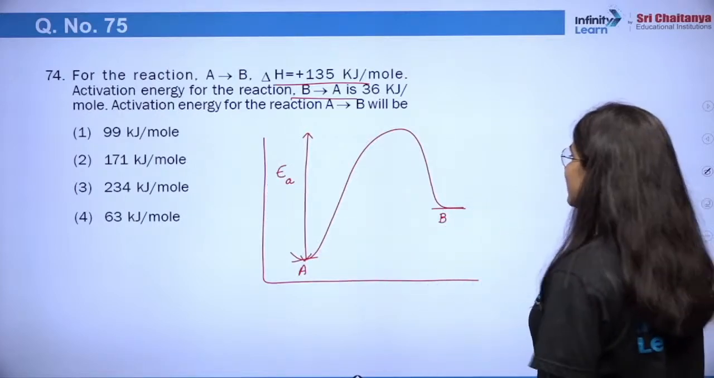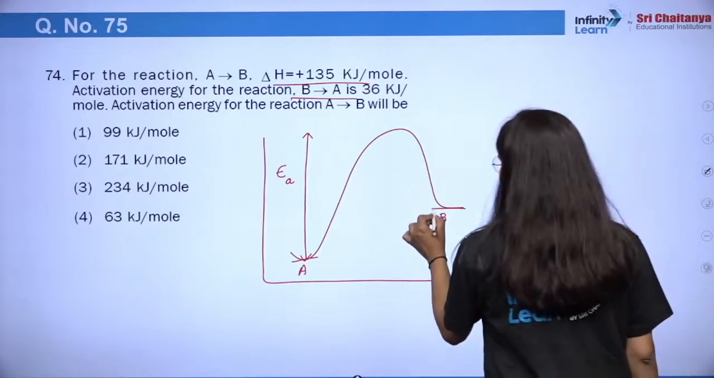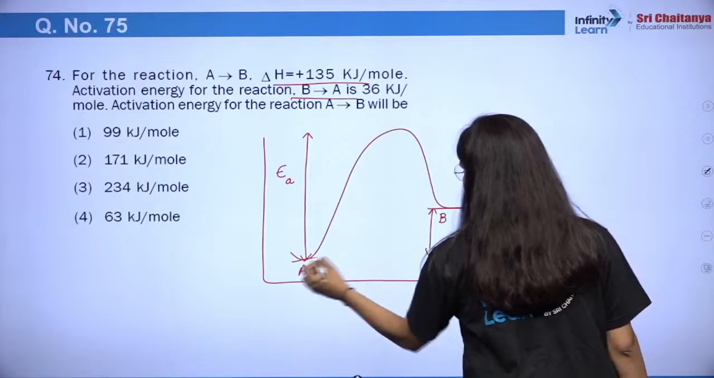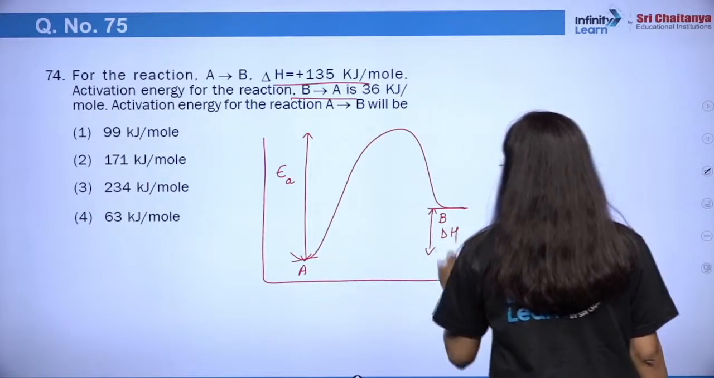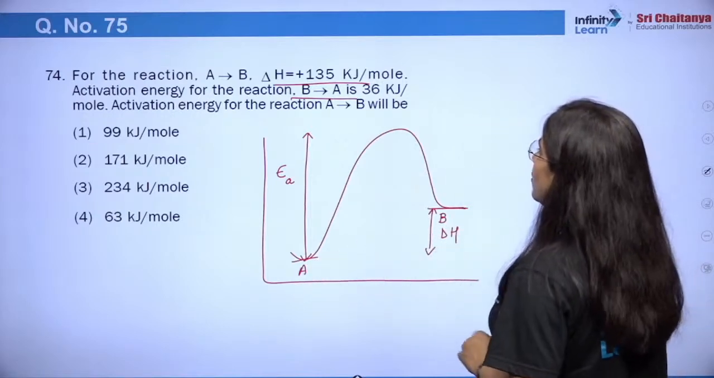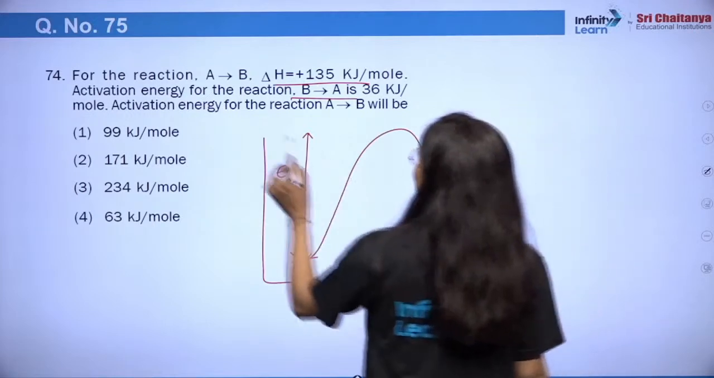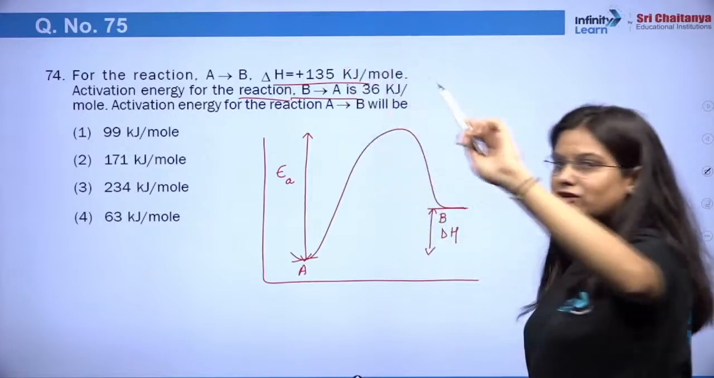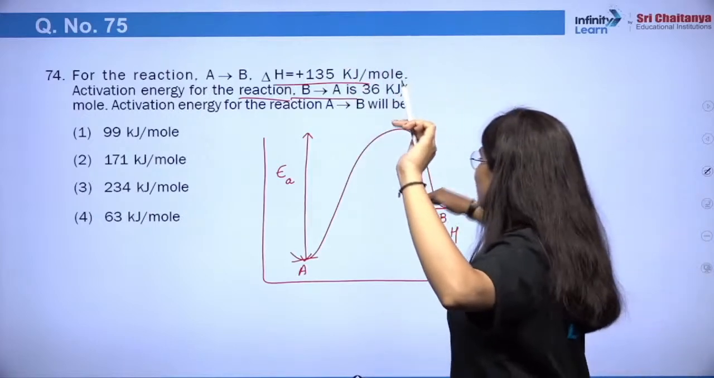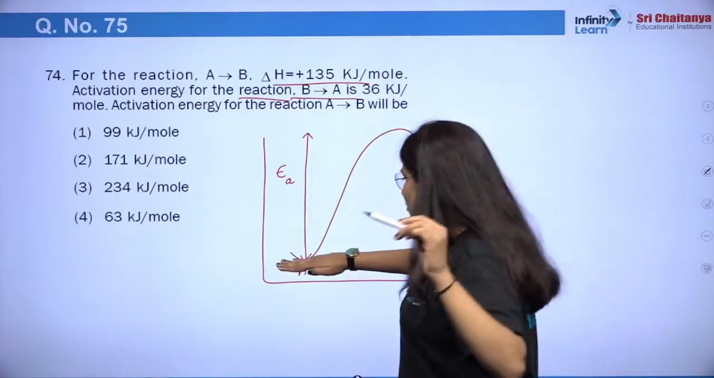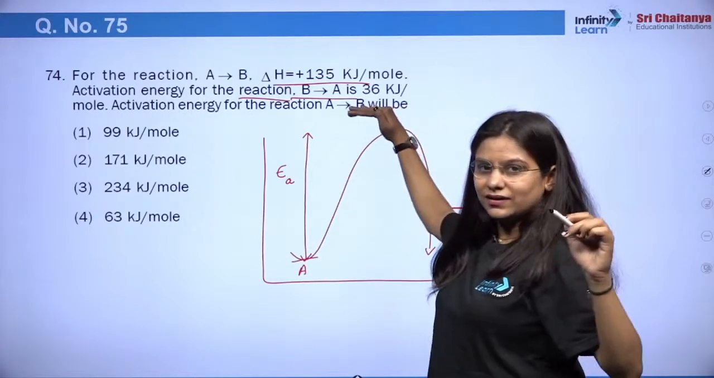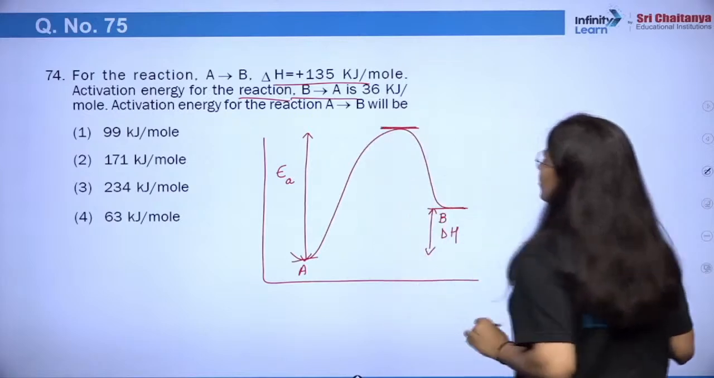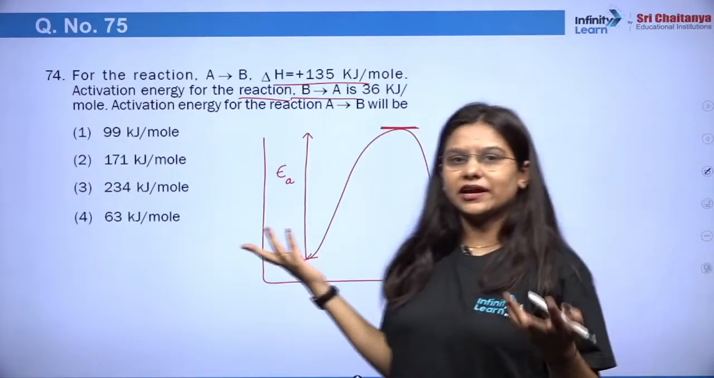Now what is delta H? Delta H is the difference between A and B. The energies of this will give me delta H. Now they are also telling us the activation energy for the reverse reaction. If I carry out the reverse reaction, what is the activation energy from this point to reach this mountain? This is the activation energy, है ना? यहाँ से इस पहाड़ तक पहुँचने के लिए जितनी भी energy चाहिए होती है, that is activation energy.